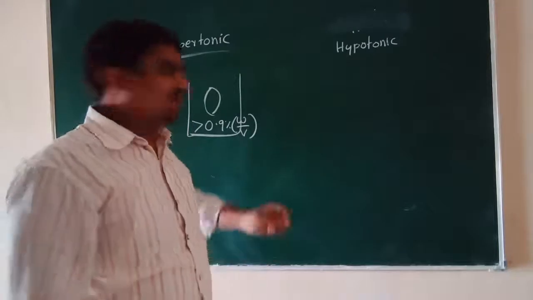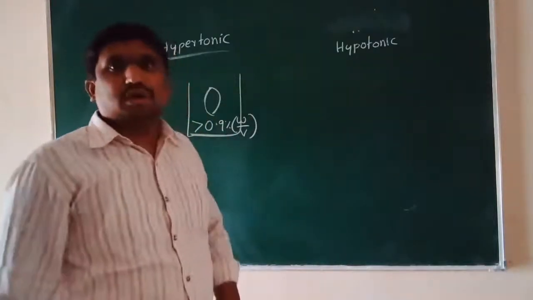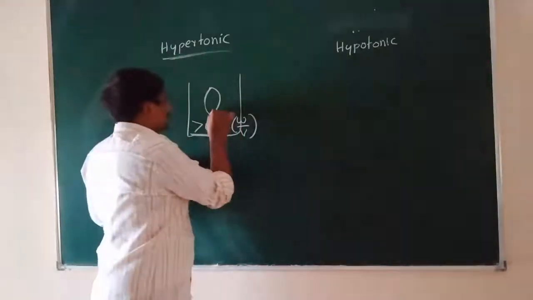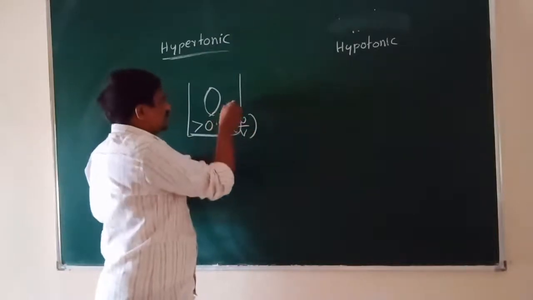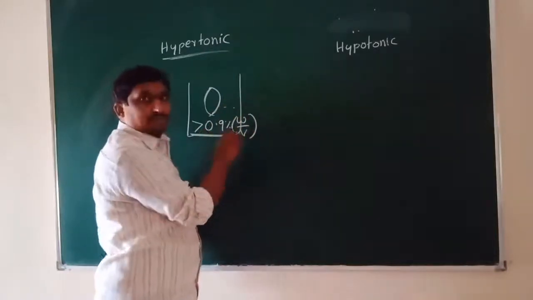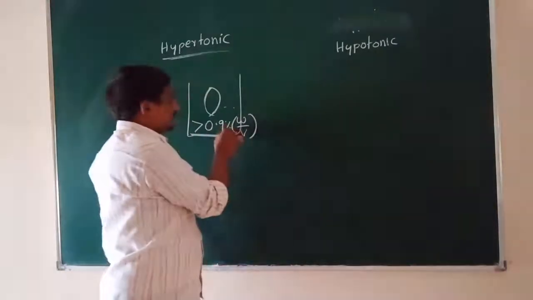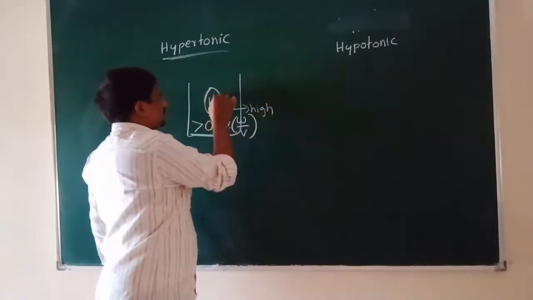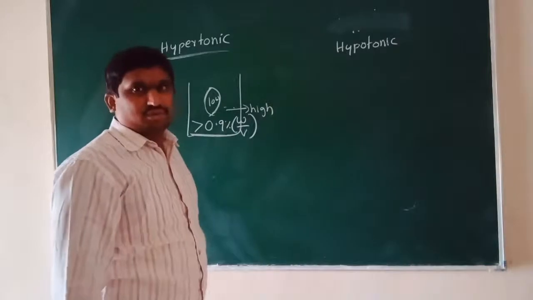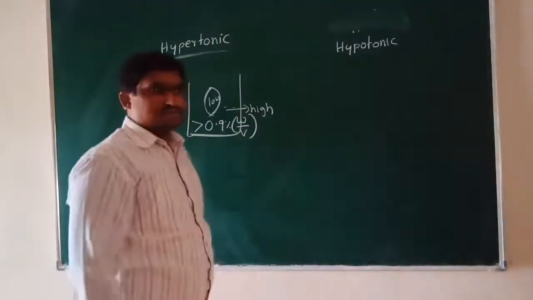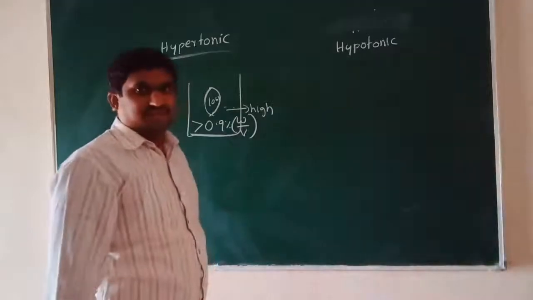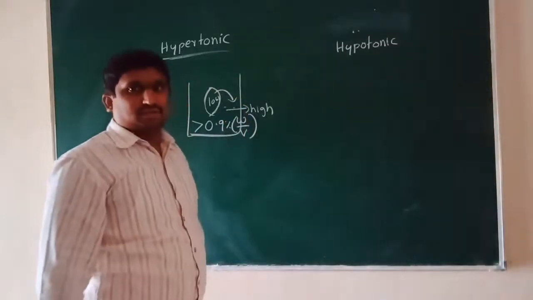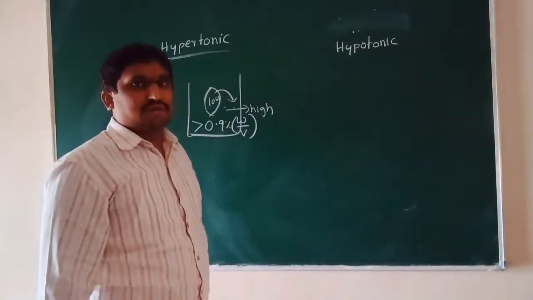When you keep the blood cell in such a solution, what will happen? The outside solution is more than 0.9%, which means it is a high concentrated solution. The blood cell is a low concentrated solution. So according to the osmosis concept, the solvent should flow from low concentration to high concentration.